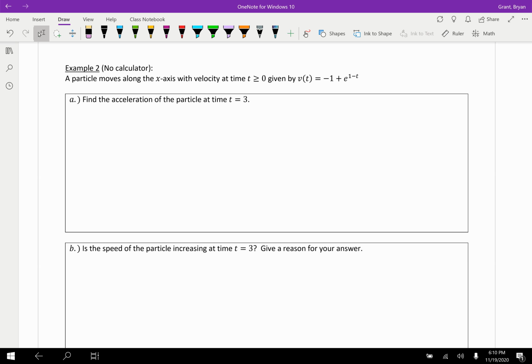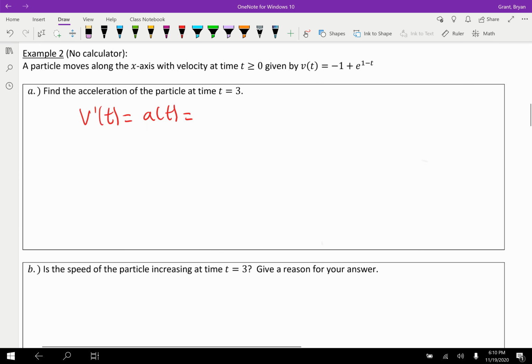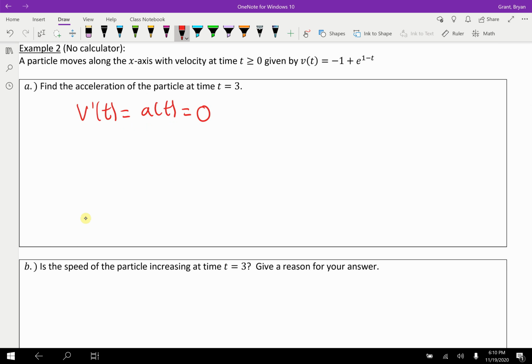All right, well, acceleration, we know that's the derivative of velocity. I always explain how we're coming up with that acceleration equation by saying v prime of t is equal to the acceleration at t, and now we have a derivative. Nothing terrible. Negative 1 is 0. e to any power is itself, but then times the derivative of the power, and the derivative of 1 minus t is 0 minus 1. Cleaning this up a little bit, maybe we can see it's negative 1 e to the 1 minus t.